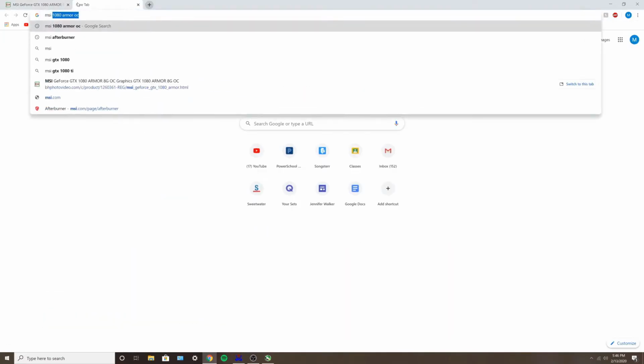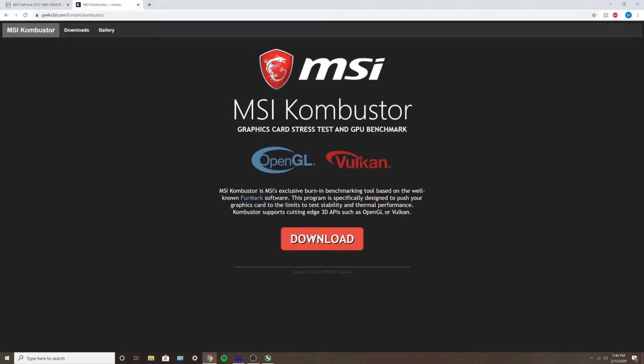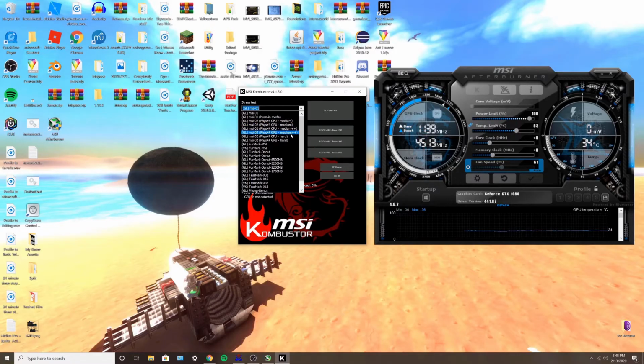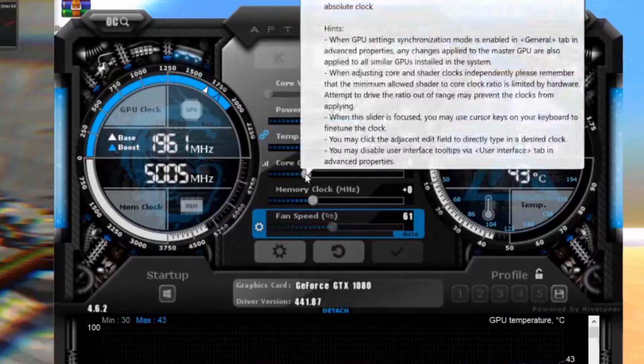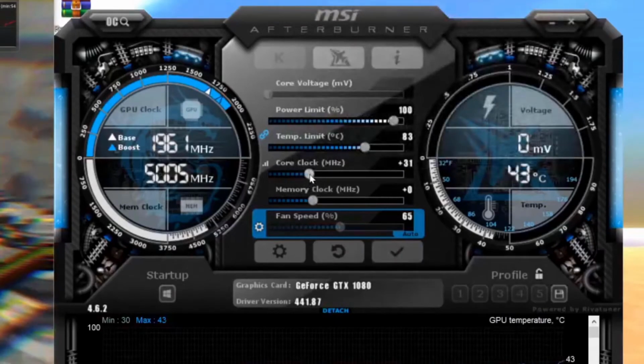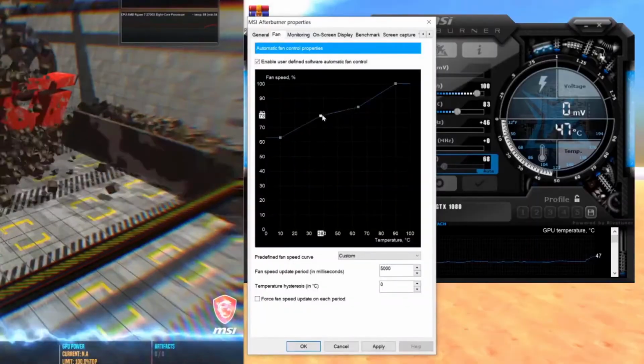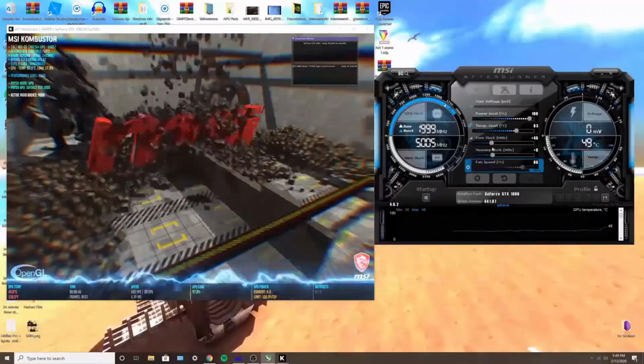Next, install your benchmark software of choice. We chose MSI Combustor. Make sure to run the benchmark at different resolutions to get an idea of what your card is capable of at a certain setting. Keep an eye on the FPS at the bottom so you have an idea of where you're starting, and then up your core clock by 40 each time. Make sure you also set a custom fan curve, because this can get pretty hot.